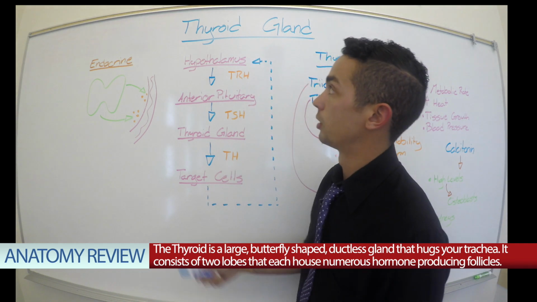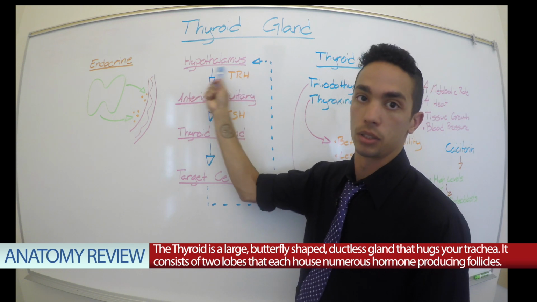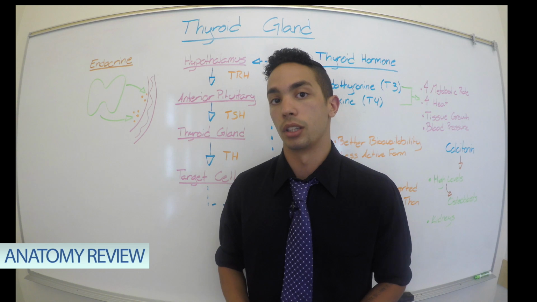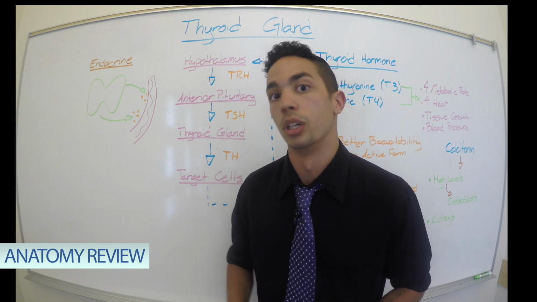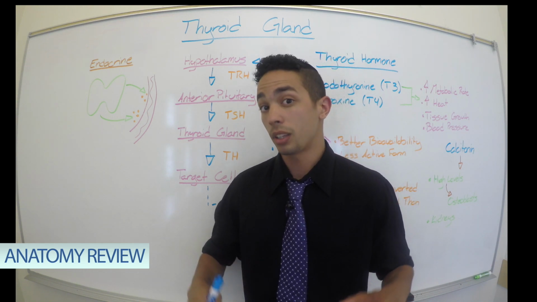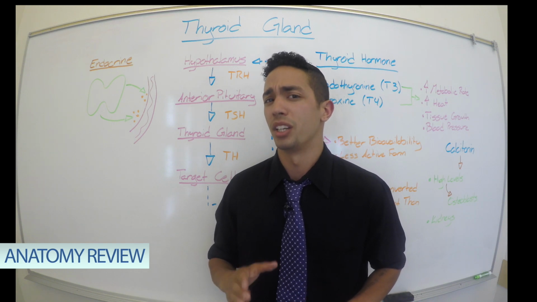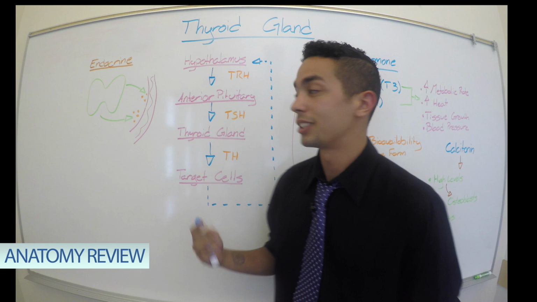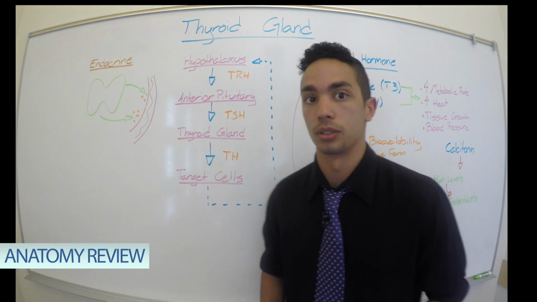Now, stimulation of the thyroid begins with the hypothalamus. The hypothalamus is responsible for continuously monitoring the levels of thyroid hormone within the blood circulation. The hypothalamus is actually responsible for a number of processes and physiological aspects within the body. However, in this case, I'm just going to talk about it for the endocrine system.